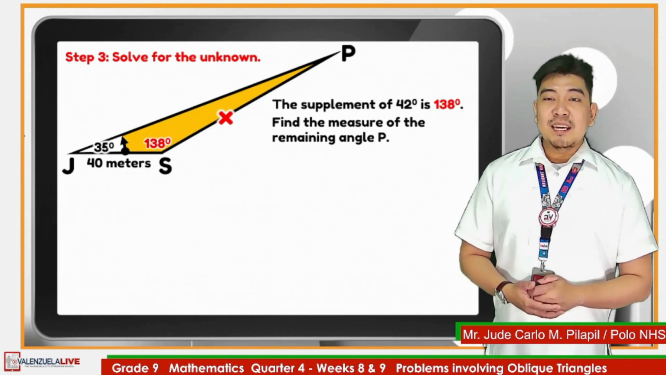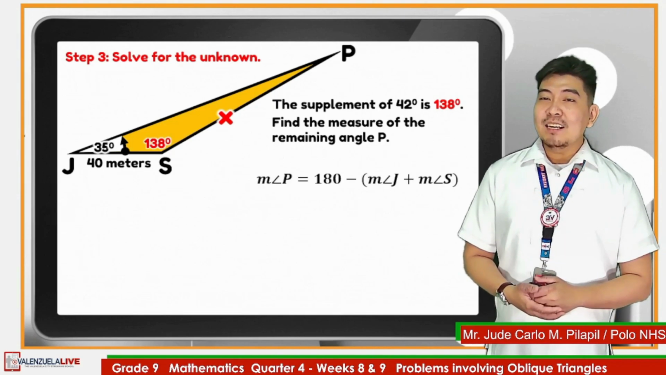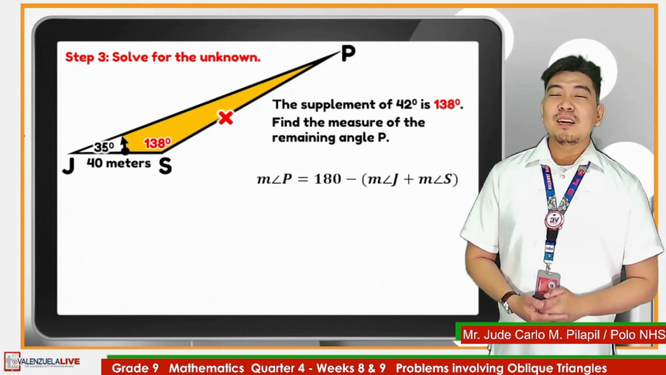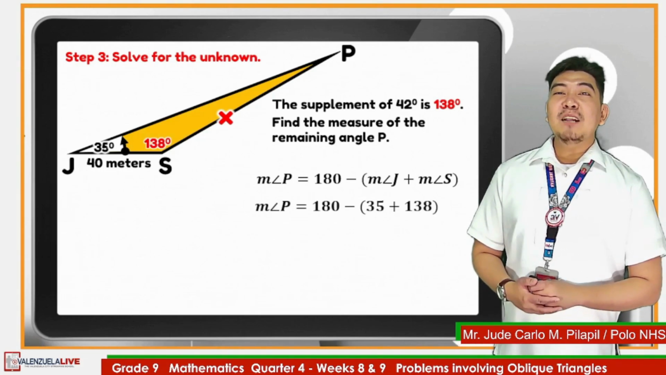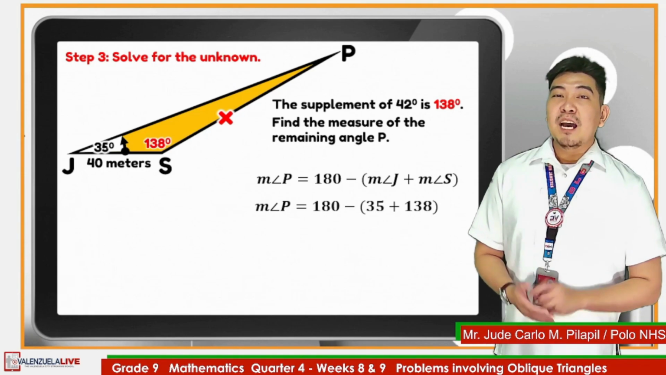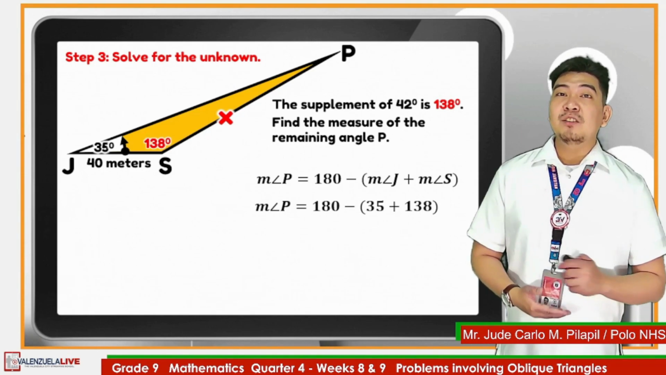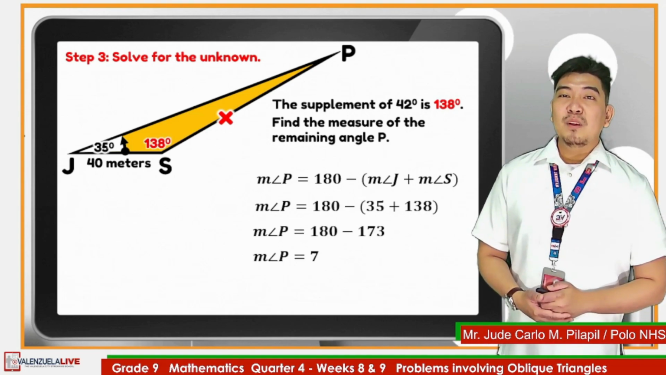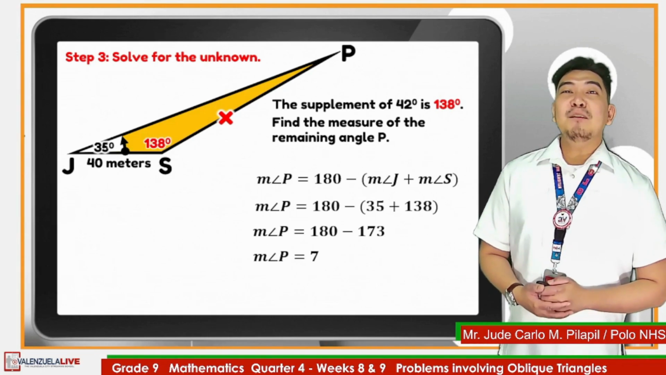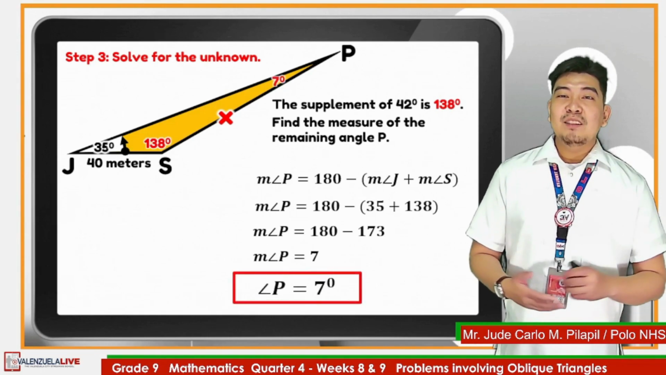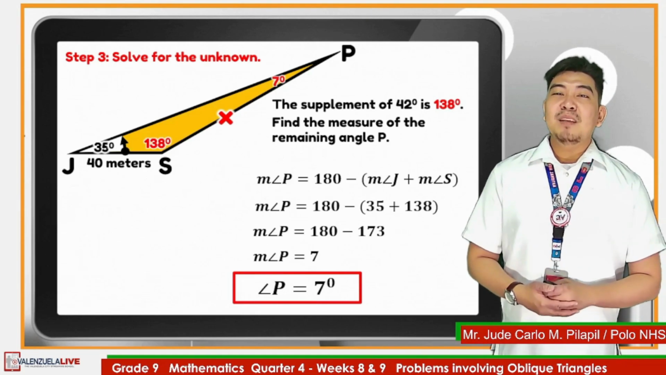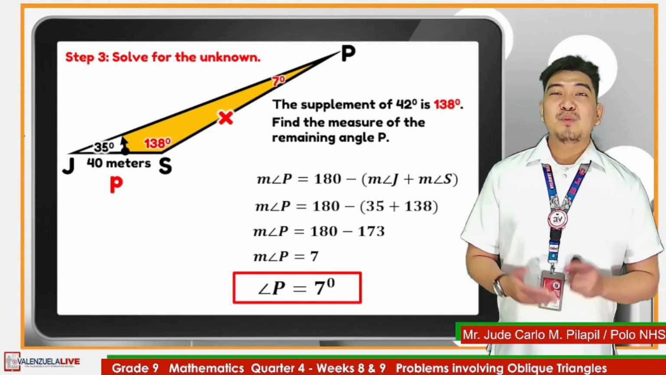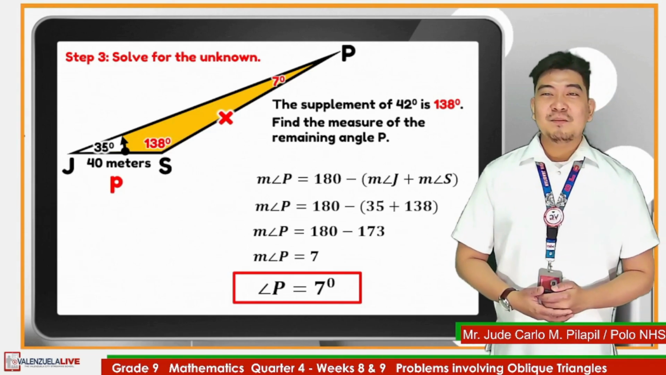Another way of doing this is to get the sum of the given angles, then subtract it from 180 degrees. We will obtain the measure of angle P is equal to 180 minus the sum of 35 and 138. Simplifying this equation, it will result in the measure of angle P equal to 7 degrees. Let us name the side that measures 40 meters as p, as we are to use the law of sines.